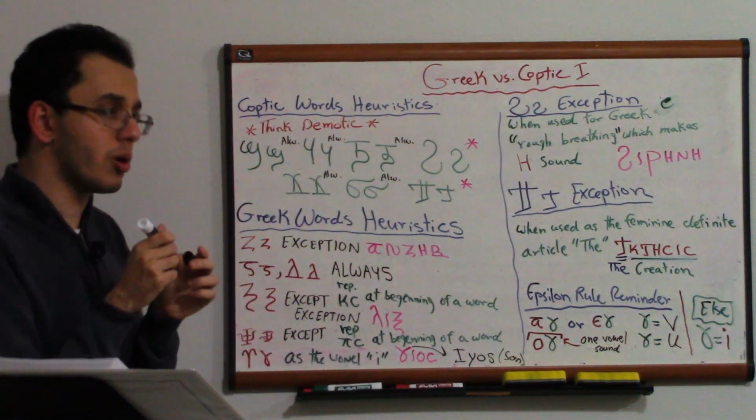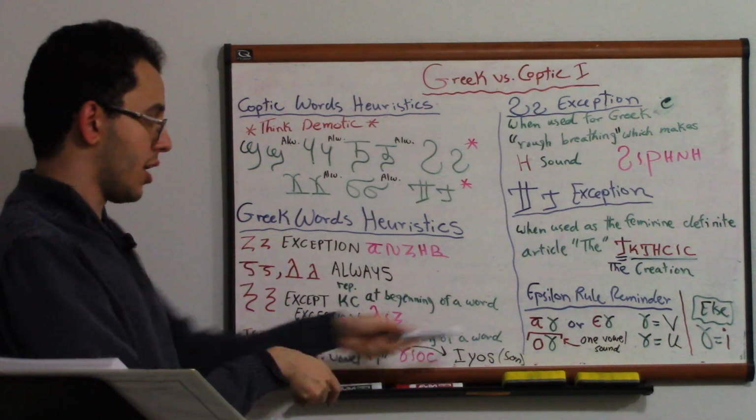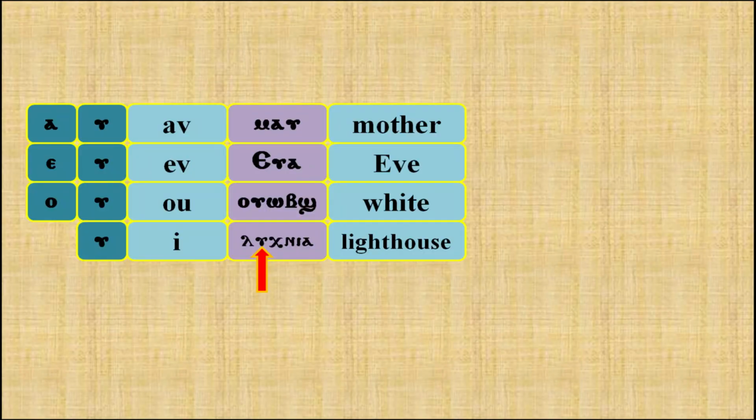So that word eos, or any other word that has epsilon as an I, i.e. if the epsilon is not preceded by alpha, E, or omicron, it must be an I, and therefore that word would be Greek, never Coptic. 100% of the time, guaranteed.